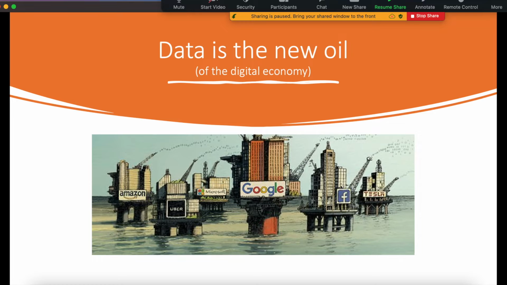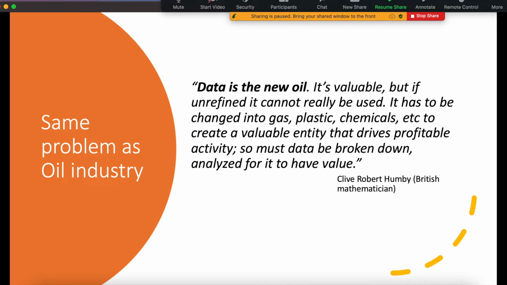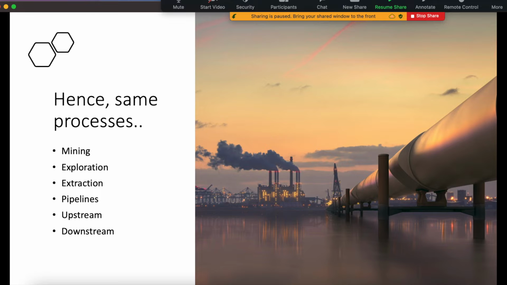But going forward, based on the data only, the economy is going to be decided. That's what the new fuel for the digital economy actually is: the data. So data is going to be the king for that entire industry. Something like, without oil, the industry won't run. The same thing, going forward, without data, we can't run our things.